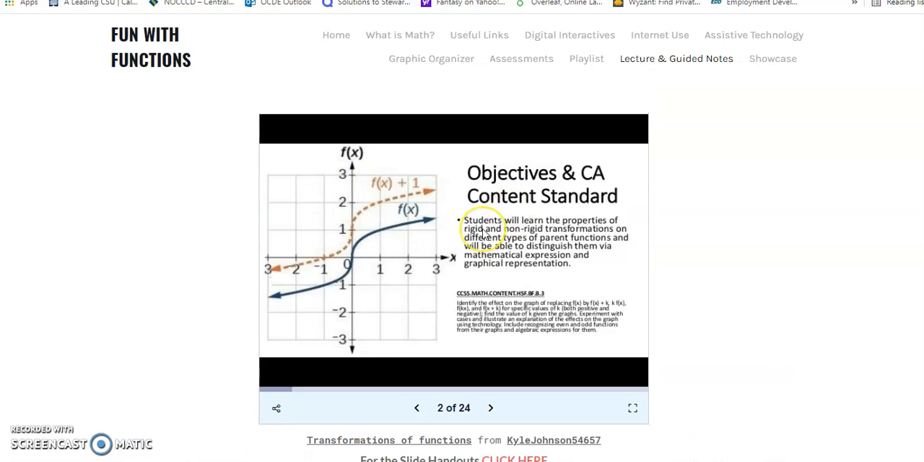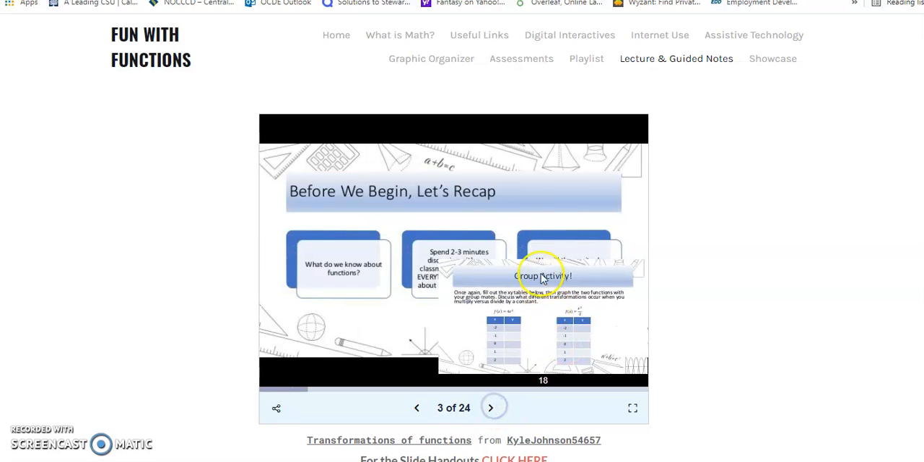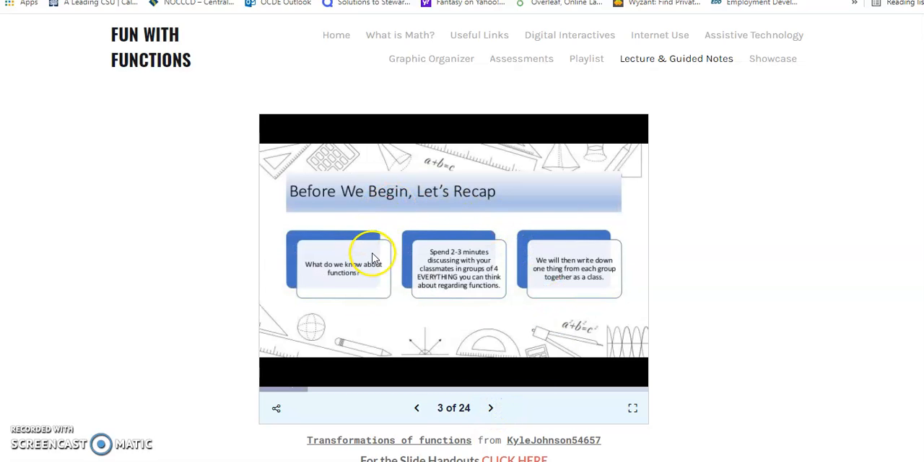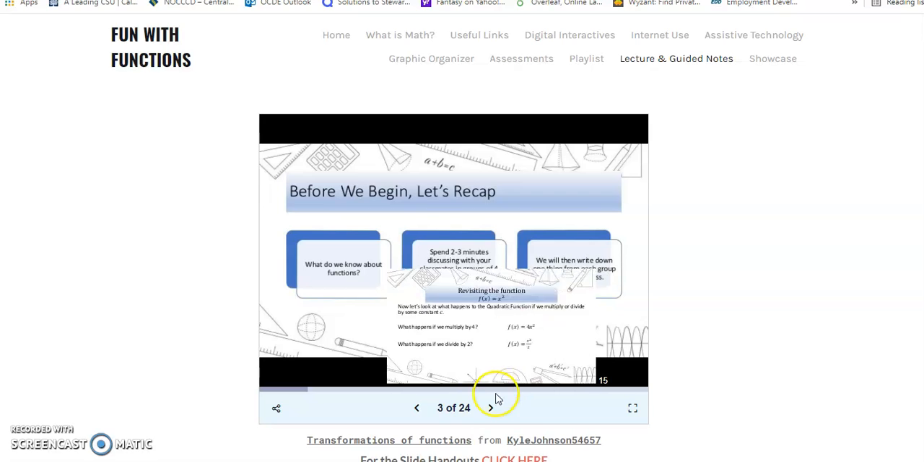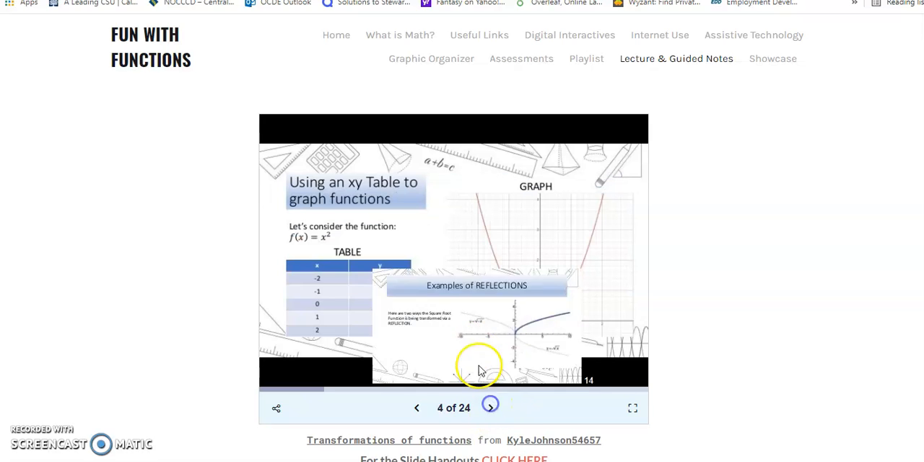Here I outlined the learning objective for the lecture and the corresponding standard. And to begin the lecture, I asked students to get in groups and discuss everything that they know about functions so far. As I said before, I believe group work with other students promotes thinking, and this actually occurs throughout the lecture. So here they brainstorm everything they've learned regarding functions, and then we get together as a class and discuss.